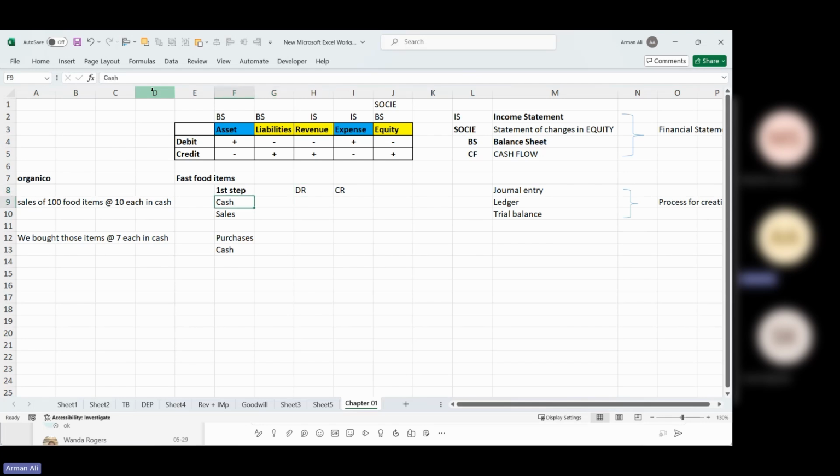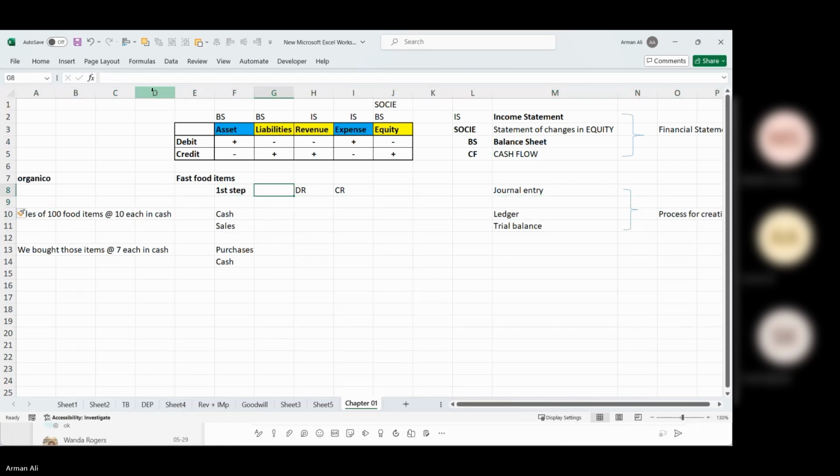Step number two, I want to identify them according to this chart. What elements, let's call them elements. These are the elements of accounts. First of all, we have to identify them according to these charts. What is this that we are talking about?